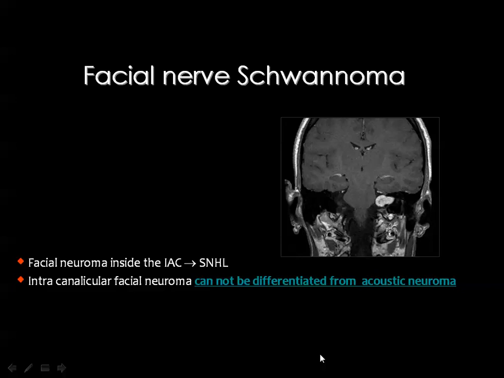You know that the facial nerve also goes inside the internal canal, and the neuroma can arise from the facial nerve inside the internal canal. But in such cases, you can never discriminate between acoustic neuroma and facial schwannoma, because facial neuroma inside the internal canal will result in sensory neural hearing loss exactly similar to acoustic neuroma. And also consider that acoustic neuroma is by far more common than the facial schwannoma inside the internal canal.